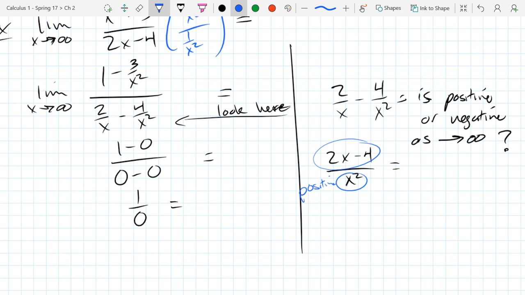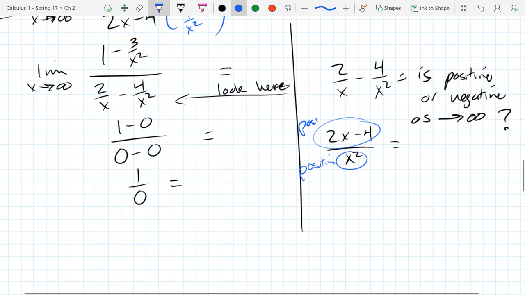2x minus 4. So if x is 100, positive or negative? Positive. x is a million. Positive. That minus 4 is not going to make it negative unless x is relatively small, like 2 or less. That's when it would be negative. So positive, positive. Take two positive numbers, divide them, you get a positive number. So our fraction is greater than 0. So we have 0 from the positive side, which means we're approaching positive infinity, not negative infinity.